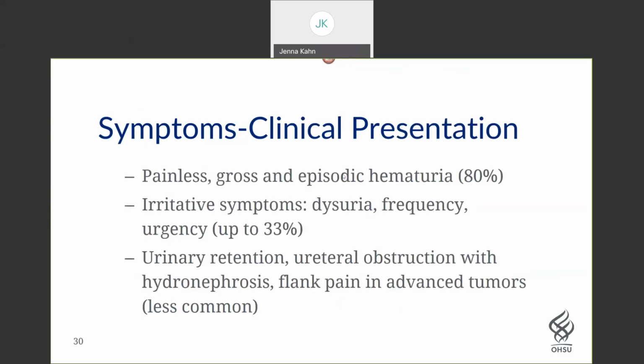These patients often present with painless, gross, and episodic hematuria. They might have irritative symptoms such as dysuria, frequency, or urgency. They might have urinary retention, ureteral obstruction with hydronephrosis, or flank pain in really advanced cancers, but that's less likely.